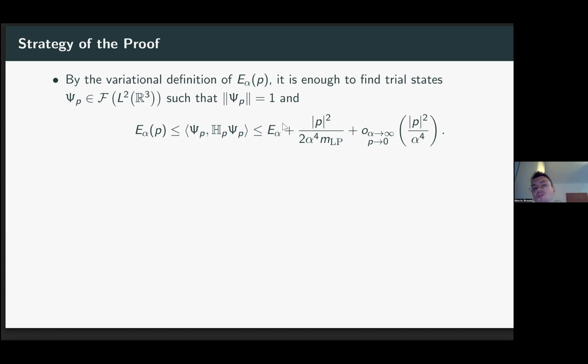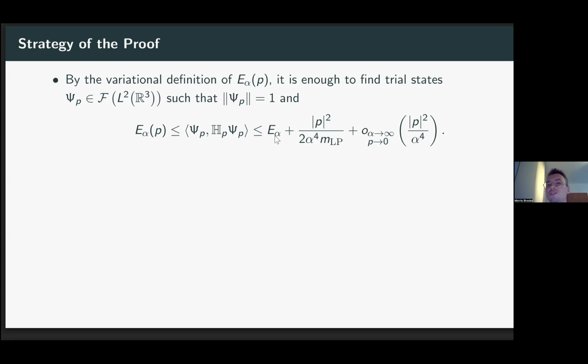So this is one issue, but actually the second issue, which hurts a lot more, is that you see the right-hand side should be the ground state energy E alpha plus something that is small as p goes to 0. So if p goes to 0, this goes rapidly to 0 as well, which means our state psi of p should have an energy that is very close to the ground state energy, which already means that psi of p must be close to the ground state itself.